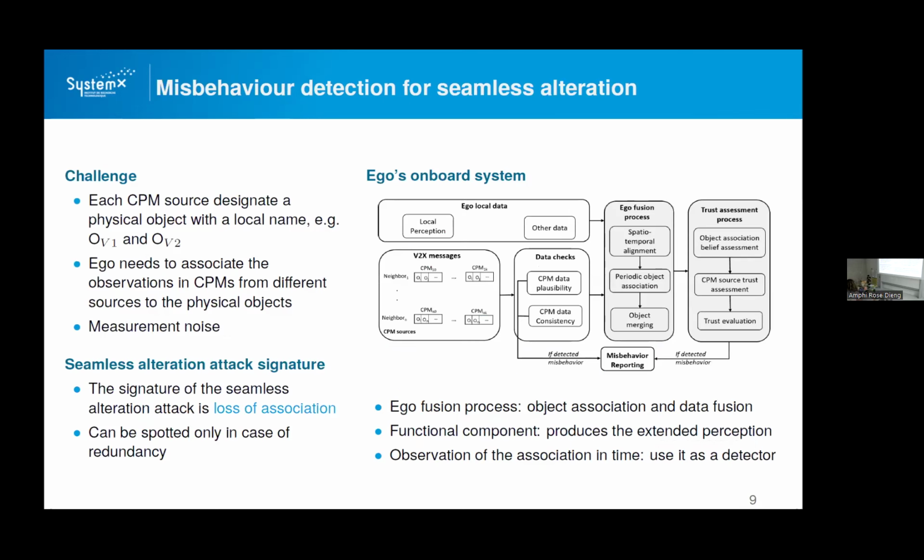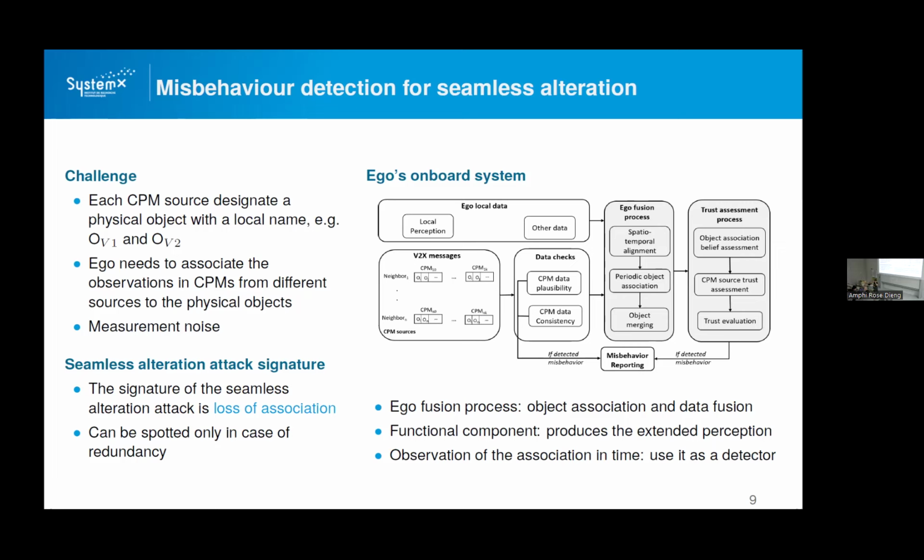And so once I'm able to do that, the signature of this attack will be that up to a point, I will have objects that are associated, so measures coming from different vehicles pointing to the same physical object. And at some point, one of these vehicles will start to describe something that doesn't associate anymore.